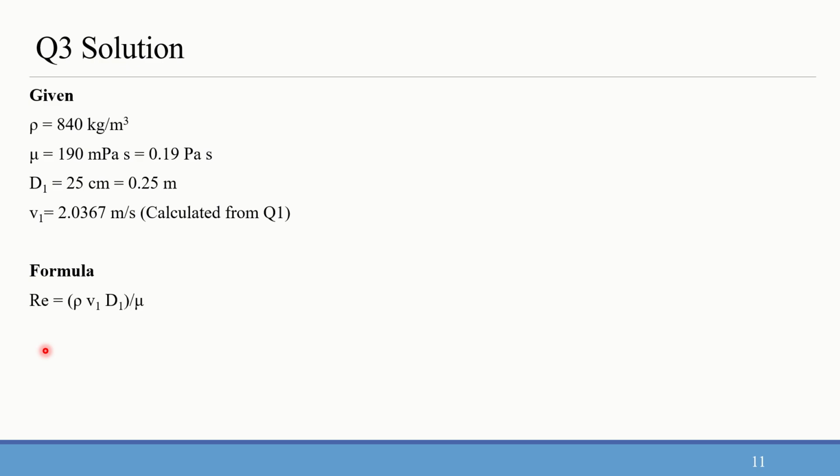So Reynolds number is equal to rho v d by mu. When we are substituting, rho is 840, into v is 2.0367, into d is 0.25, divided by 0.19. That gives us Reynolds number as 2251.09. So what we can say is it is less than 2300. So the flow is kind of laminar.